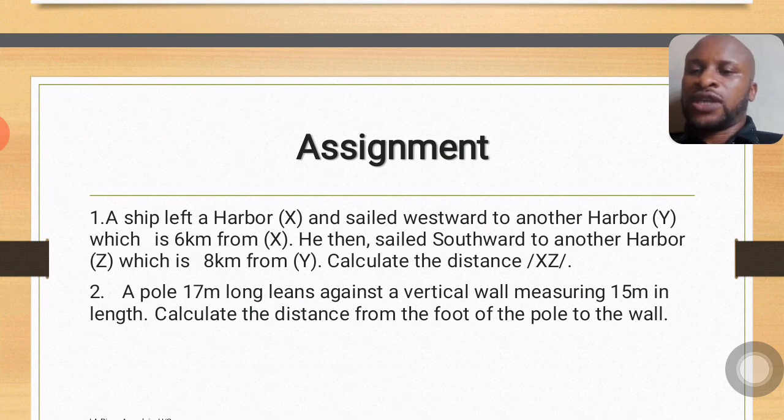Second question says, a pole 17 meters long leans against a vertical wall measuring 15 meters in length. Calculate the distance from the foot of the pole to the wall.